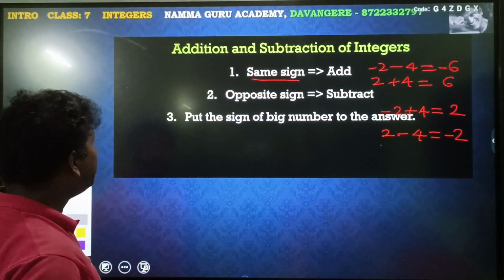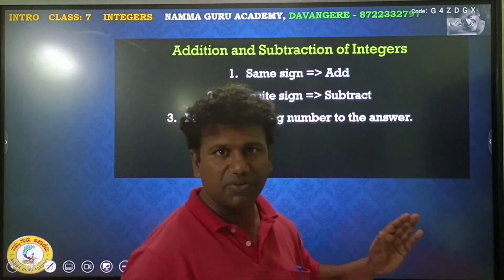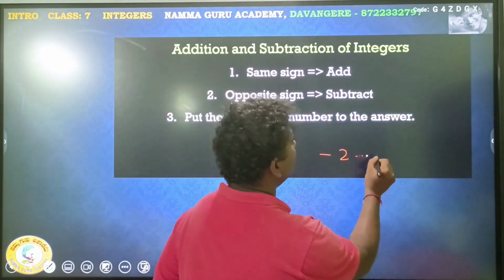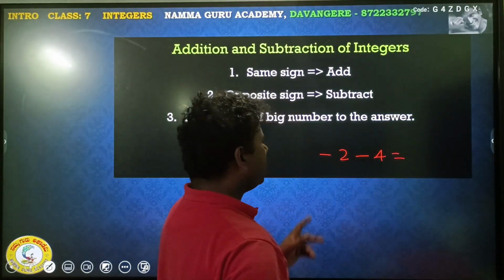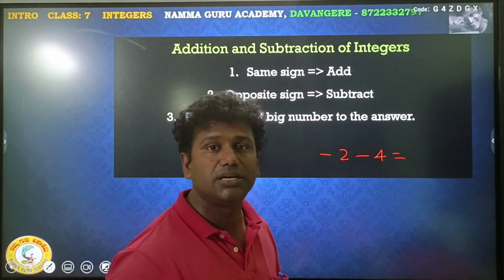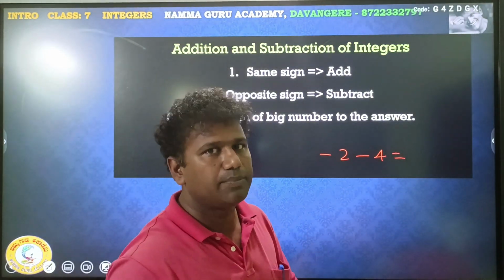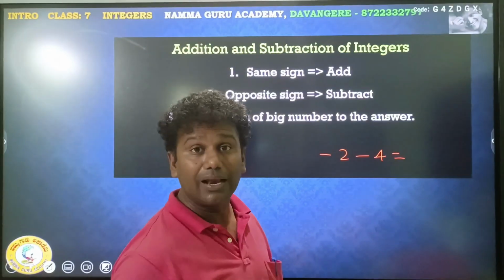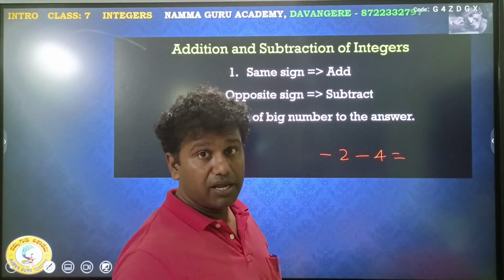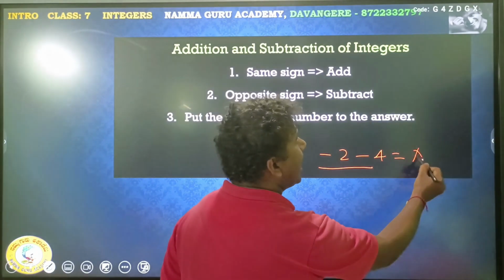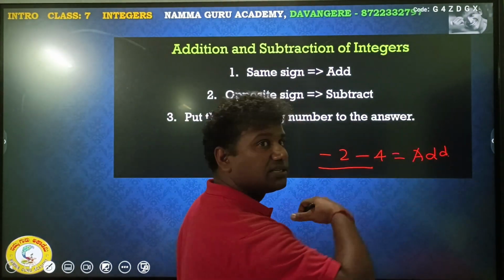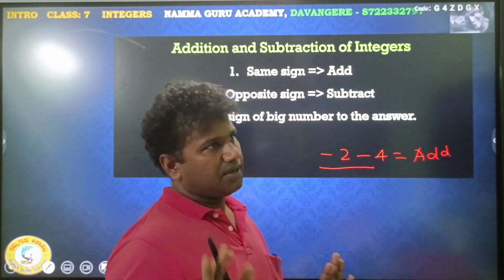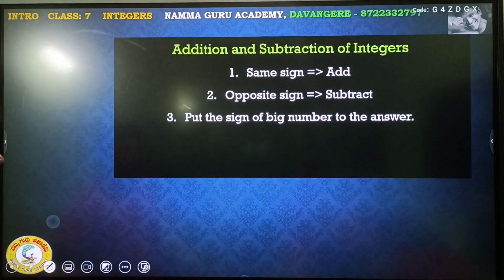Now you have complete clarity about addition and subtraction of integers, but some people get confused. That is, if minus 2 and minus 4 is given, some people say minus into minus is plus, sir, so we do the addition. In that way some people tell it, but it is completely wrong. Here we are not doing multiplication to say minus into minus is plus. Okay, same sign, add. Opposite sign, subtract. Put the sign of the bigger number on the answer. It is the important thing. I hope you have understood it.